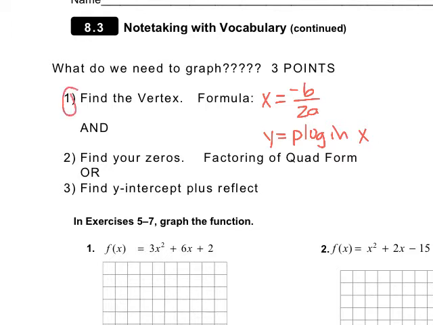So we did 1. 2, we're going to find our zeros. We're always going to use quadratic formula. We're not going to worry about factoring. If you want to do factoring, you can, but I'll never show it. And then I'm not going to focus on the y-intercept right now. Okay? So let's look at number 1.